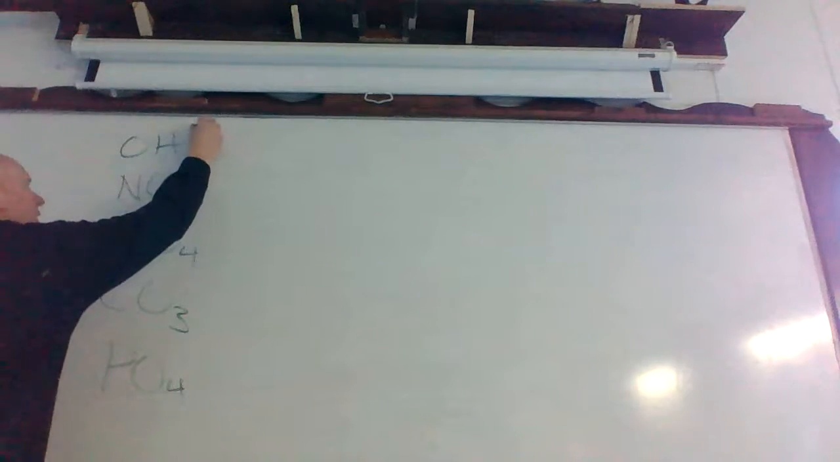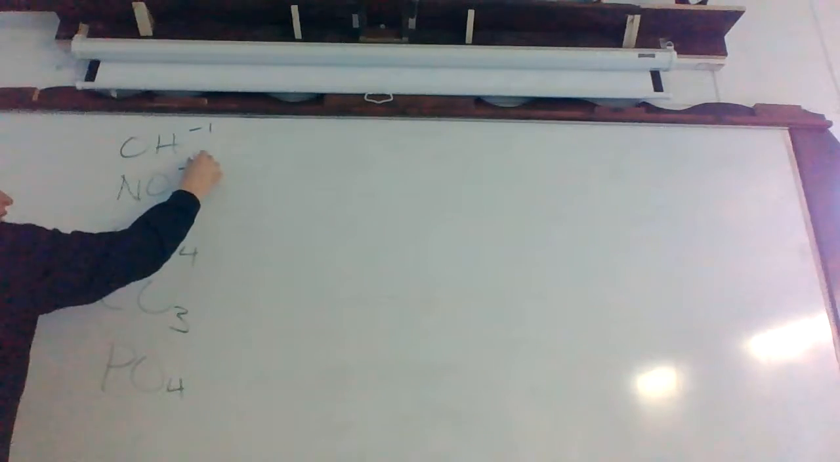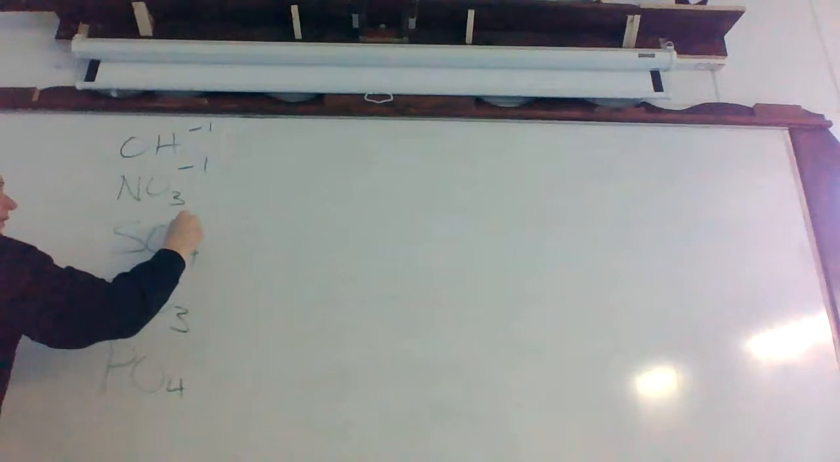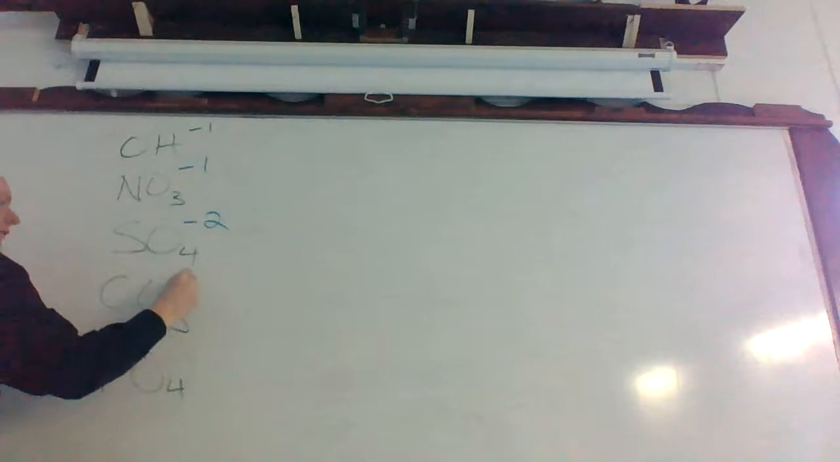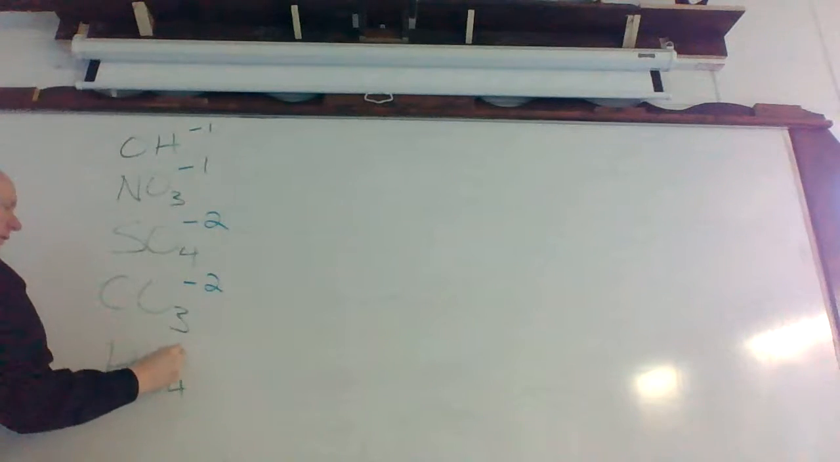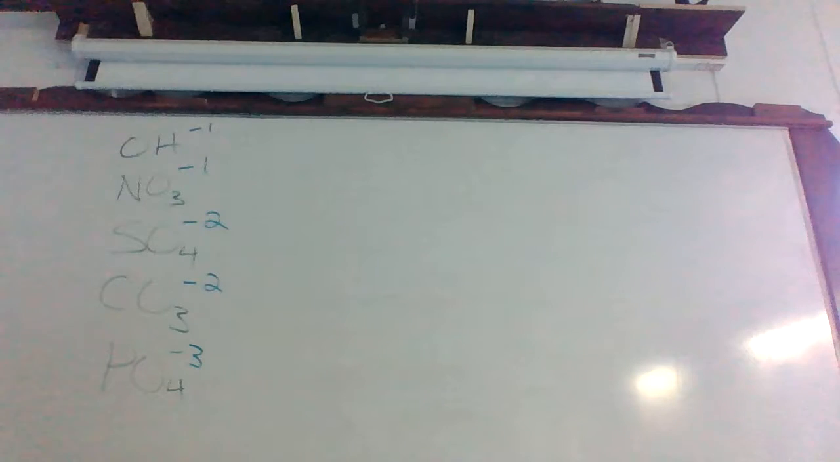Do those formulas look correct? OH, NO3. Yes? Okay. The reason that that's important and something for you to work on is this is -1. This is -1. SO4 is sulfate. That's a charge of negative what? Carbonate. And negative what? Okay. Is ammonium on there too?